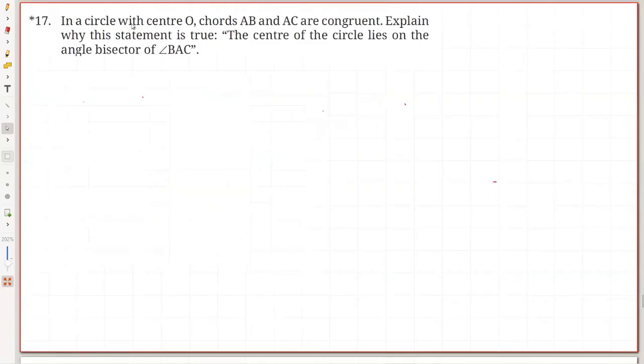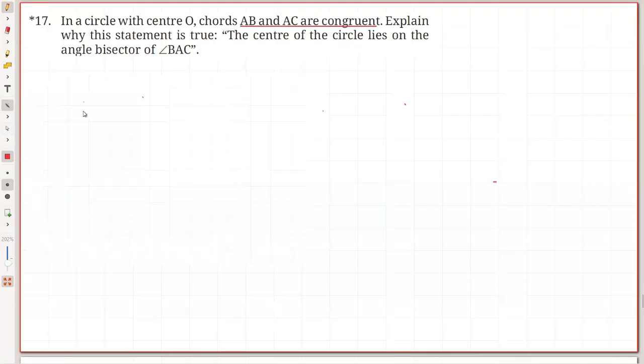Question number 17. In a circle with center O, chords AB and AC are congruent. Congruent means AB and AC are equal in length. Explain why this statement is true: the center of the circle lies on the angle bisector of BAC. How can you say this? We have to take a circle with center O and two chords of equal length, AB and AC. Then we have to prove this condition.